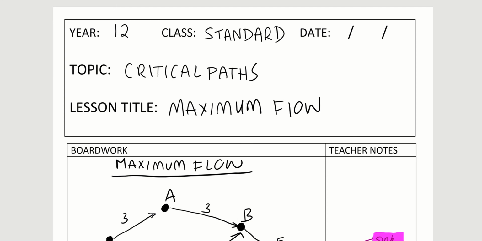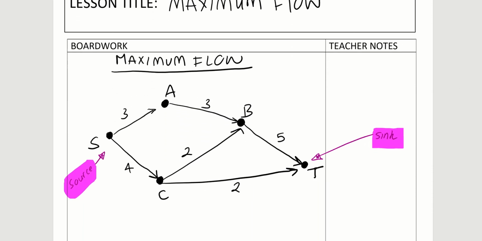Welcome back, guys. So today we are now moving from our critical paths and activity analysis into a new area called maximum flow. So just to confuse you, now we go back to labeling the vertices with the letter rather than the edges, okay? And we look at today's lesson. It's all about what the maximum flow through the entire network is.